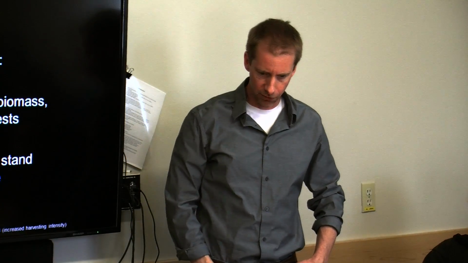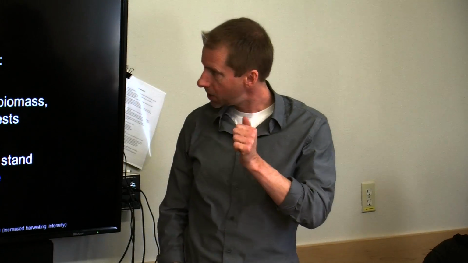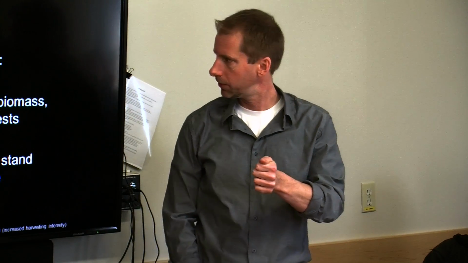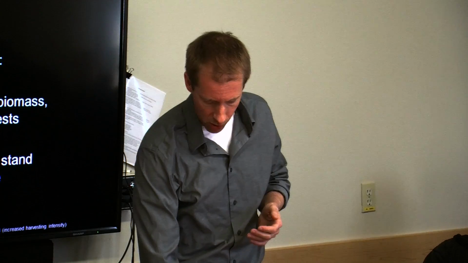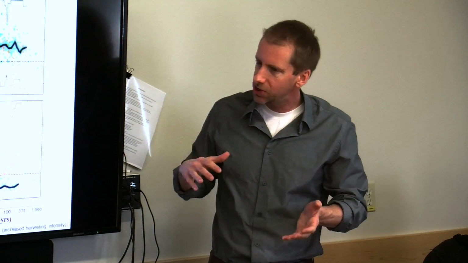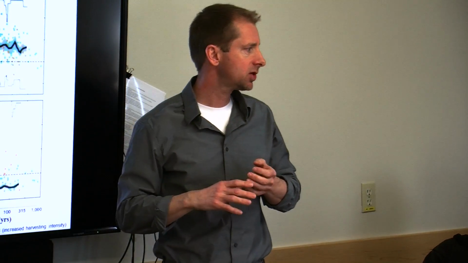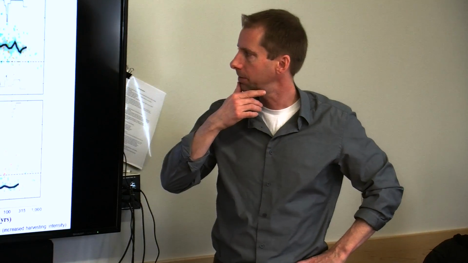Okay, so then back to the individual viewpoints. The first one, just to refresh your memory, argues that the best way to enhance the strength of the forest carbon sink is through conservation of remaining high biomass late successional old growth forests, and maybe restoration of those structural conditions on some portion of the landscape. All right, so what's the science that supports this point of view? This is an interesting paper. It came out a few years ago in Nature, and it's received a lot of criticism. There are some strengths and weaknesses of this paper, but I still think it's informative and useful to begin with.